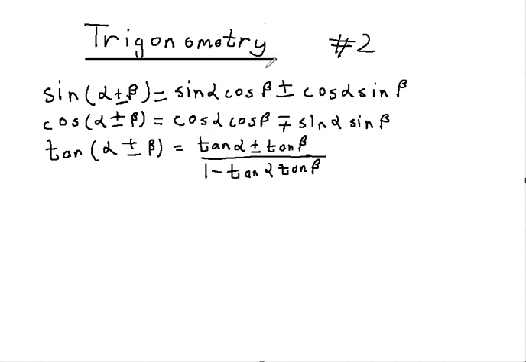Hello, today's video is part 2 of our trigonometry series where we will be learning the compound angle formulas. So there is the sine alpha plus minus beta formula, cos alpha plus minus beta, and also the tan formula. The tan formula can be proved from sine and cos, but we're going to memorize it just so we can do our problems a little bit faster.